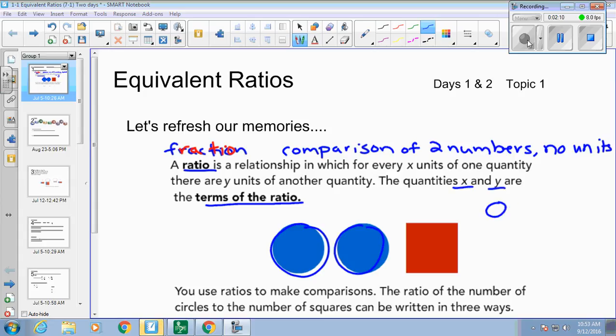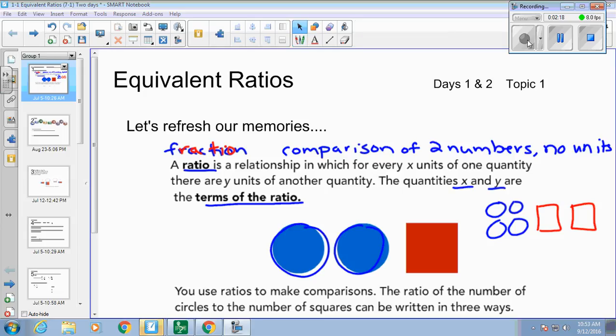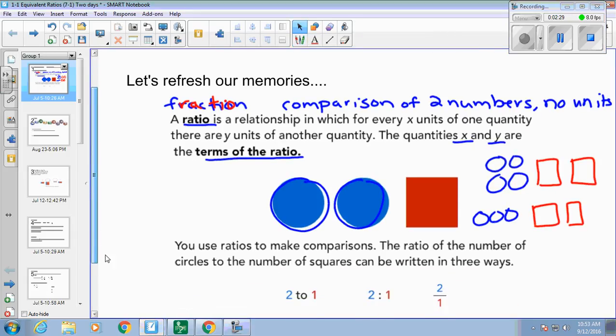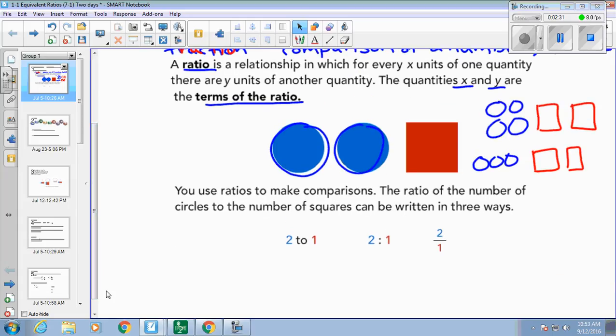So if I now had 4 circles, how many squares would I need? 2 to keep this equivalent. If I had 3 circles, how many squares would I need? 1, and then a half of a square. Okay? It says that we can use ratios to make comparisons. That's what I told you the definition is, a comparison of 2 numbers.